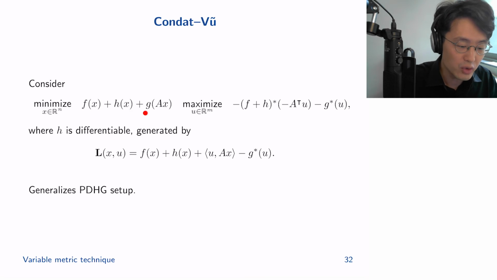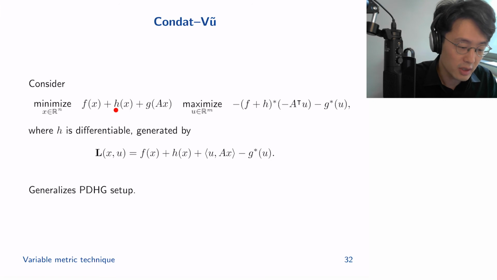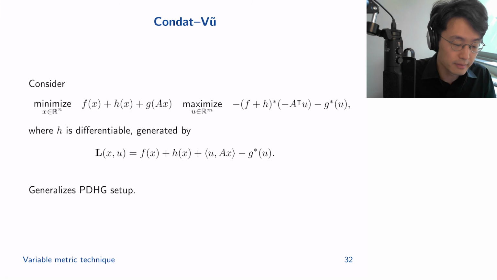The functions f and g are, of course, assumed to be CCP functions, but the function h is, in addition to being CCP, assumed to be differentiable. The dual problem is of this form, and this primal dual problem pair is generated by this Lagrangian. Again, compared to the PDHG setup, the difference of the Lagrangian is just the added function h.